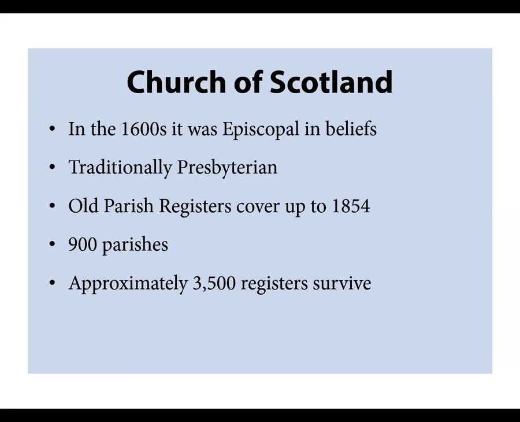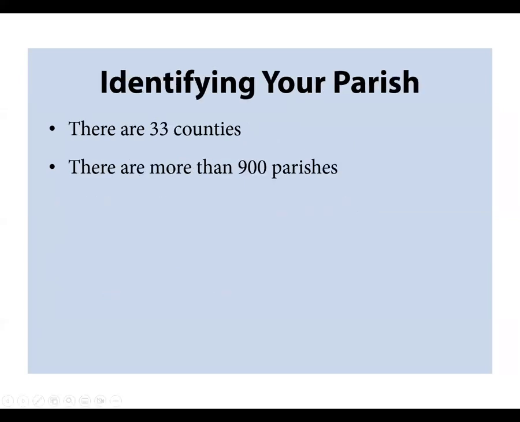Old parish registers cover up until about 1854, and that covers about 900 parishes. That's a fair amount of coverage in all of Scotland. There are essentially 3,500 parish registers that predate 1854 that are in the Scottish Archives in Edinburgh. The nice thing, they're all digitized.